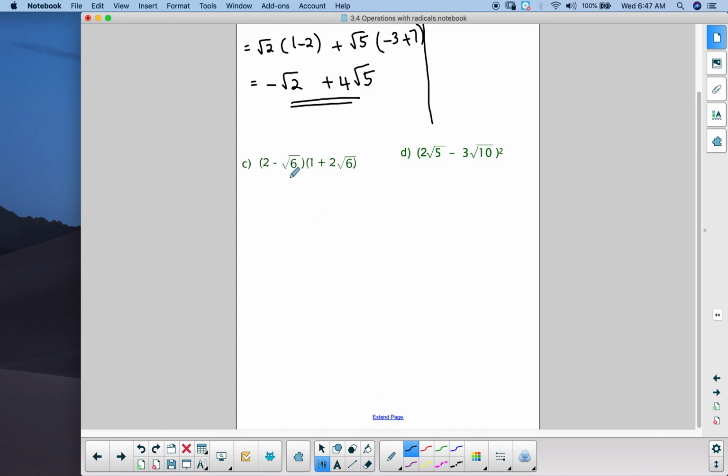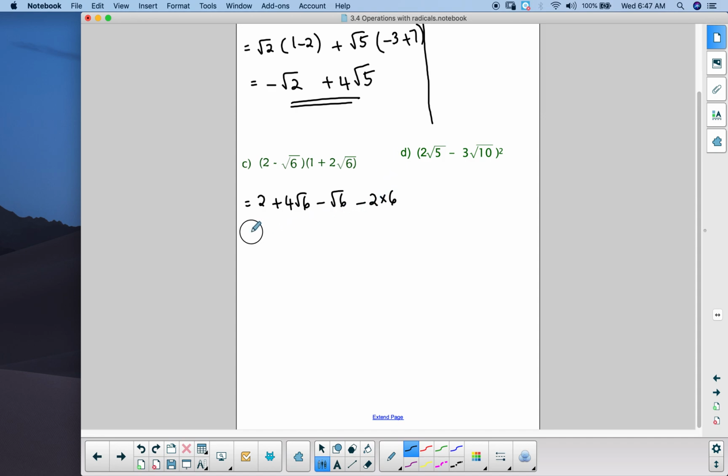Next, we're going to try this one. 2 minus root 6 multiplied with 1 plus 2 root 6. I'd have to use FOIL. So multiply 2 times 1 and get 2. Then 2 times 2 root 6 will be plus 4 root 6, right? And then negative root 6 times 1 is negative root 6. And then negative root 6 times 2 root 6 is negative 2 times 6.